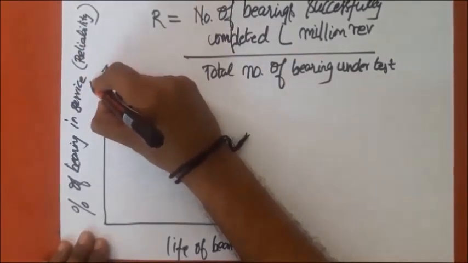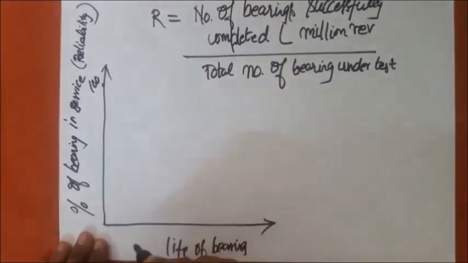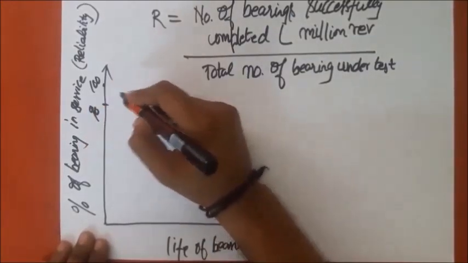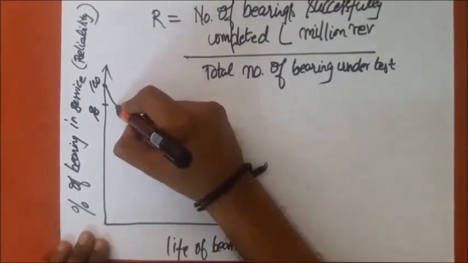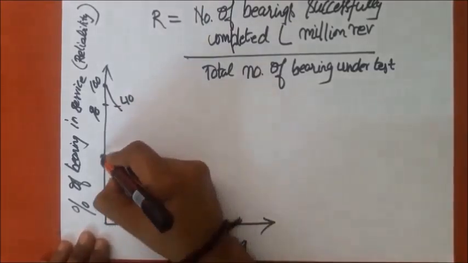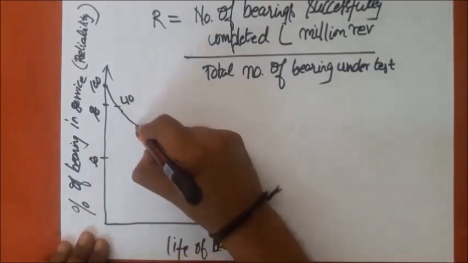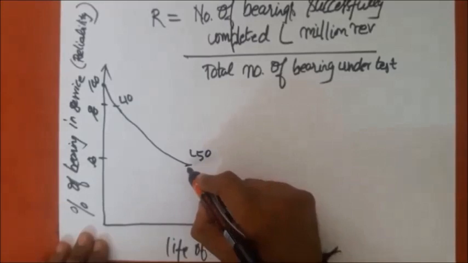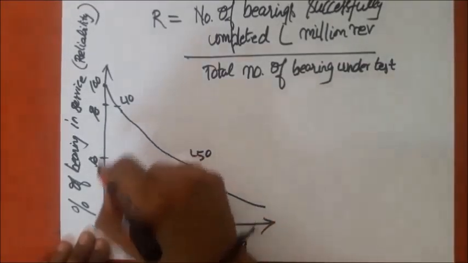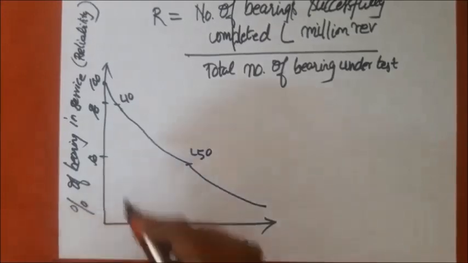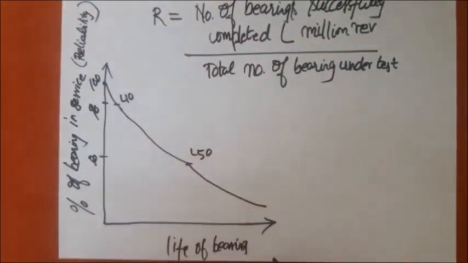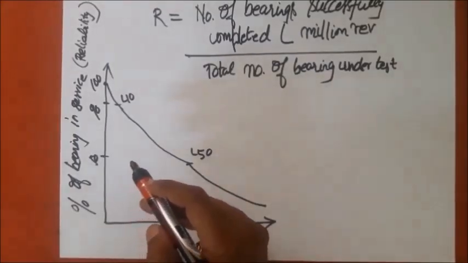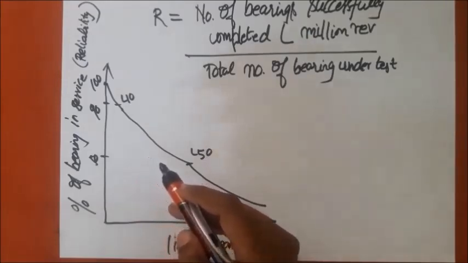Suppose the reliability of the bearing is 100%, so the life will be 0 for such a bearing, and if the reliability of a bearing is 90%, this comes to L10 life. And suppose the reliability of the bearing is 50%, this is nothing but L50, and this goes on like this for the reduction in reliability. Here we can see that as the reliability goes on reducing, the life of the bearing goes on increasing. So the most reliable bearing will have the minimum life.